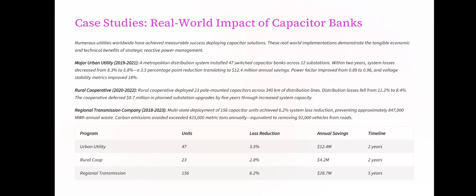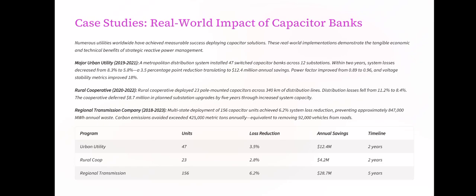Rural cooperative, 2022. The rural cooperative deployed 23 pole mounted capacitors across 340 kilometers of distribution line. Distribution losses fell from 11.2% to 8.4%. The cooperative deferred 8.7 million in planned substation upgrades by 5 years through increased system capacity.